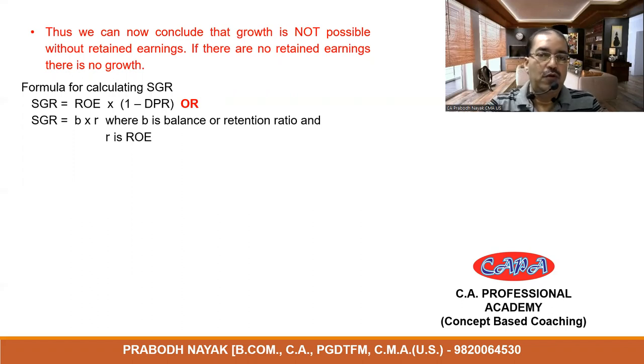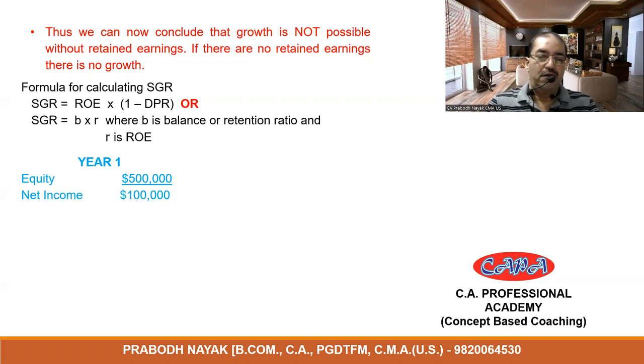Now, I want to prove to you that if there are retained earnings, then only growth is there. So we'll take a small example. Year one, the company starts business with an equity of $500,000. At the end of the year, it earns a net income of $100,000, net income available for equity shareholders. Out of that, it pays a dividend of, say, 30,000. So the balance amount that is retained is 70,000. So retained earnings are 70,000.